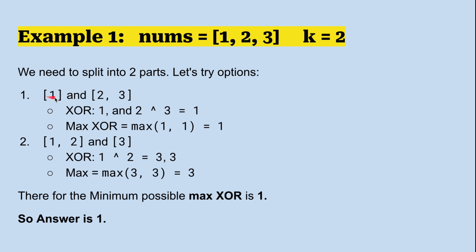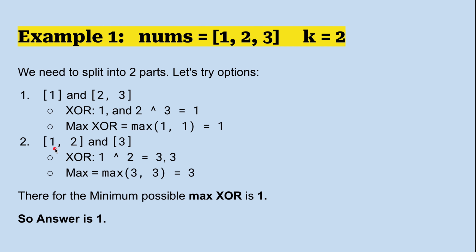So the first step, we can partition 1, and another subarray we can take 2 3, means the first subarray will become 1, and another subarray will become 2 3. So if we apply XOR on these subarrays, XOR of 1 and XOR of 2 3, it will become 1. XOR is coming 1, it is coming 1, right? Which is the max? So max XOR we have to find, right? So you can say 1 1, we'll get 1 here.